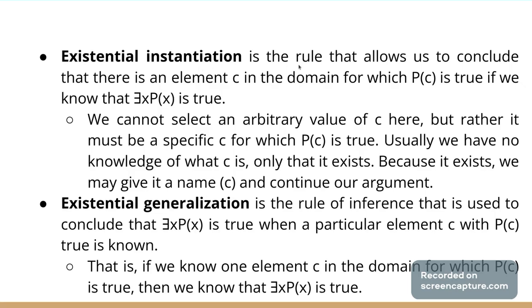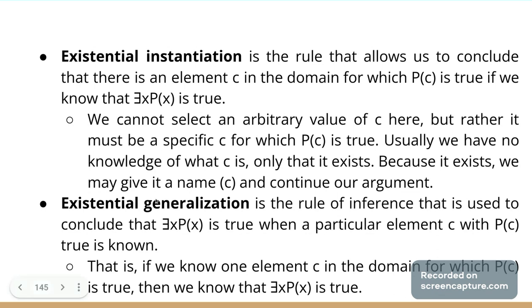It is the rule of inference that allows us to conclude that there is an instance of an element C in the domain for which P of C is true. If there exists an x, P of x is true, then there is one element. Now, this element cannot be an arbitrary element. It should be a specific element for which P of C is true. So this is the difference between universal instantiation and existential instantiation.